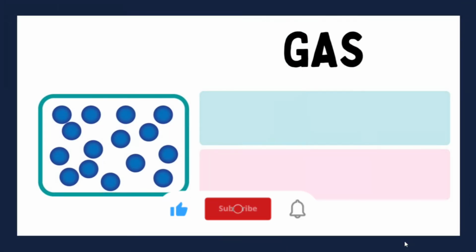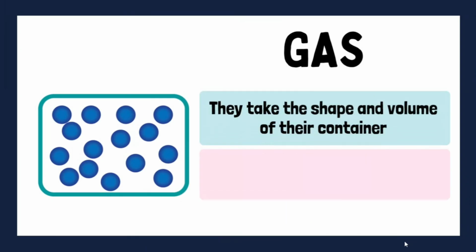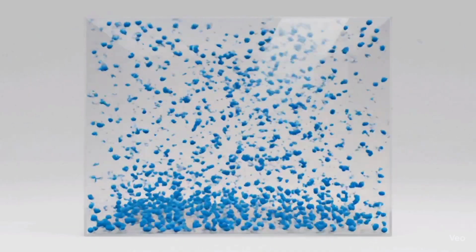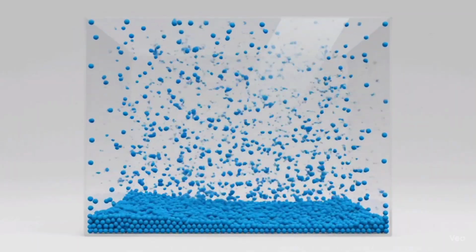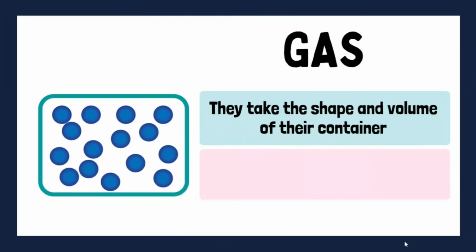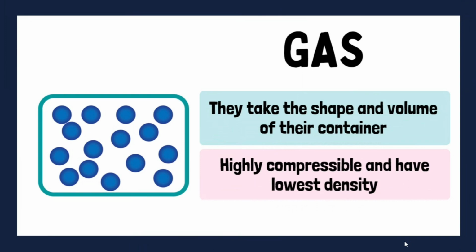Before we get to the law itself, let's do a quick recap on what gases are. A gas is a state of matter where particles are very far apart and move randomly and quickly. This is why gases take the shape and the volume of their container. The key variables we are talking about today are temperature, pressure, and volume. For Charles' law, we are going to focus on how volume and temperature are linked while keeping the pressure constant. Remember, gases are highly compressible and they have very low density.